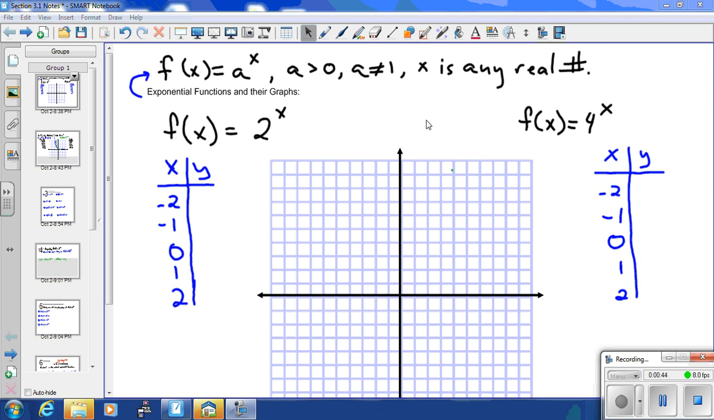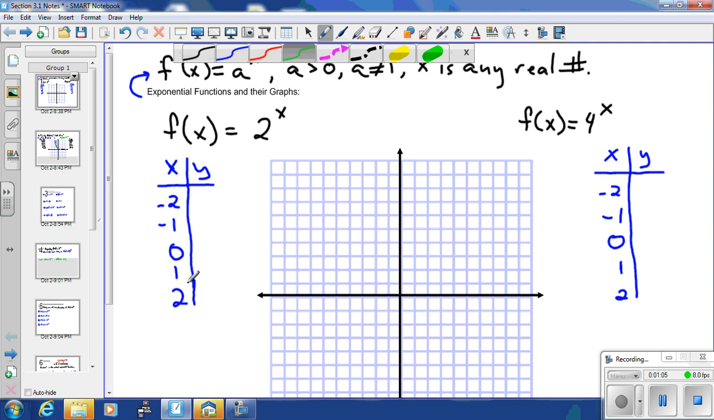So here's an example of two exponential functions. We have f of x equals 2 to the x on the left, and f of x equals 4 to the x on the right. And we want to graph these things and compare their graphs to each other. So what we're going to do here is I've made a table. I'm just going to take these x values and plug them in and evaluate the functions.